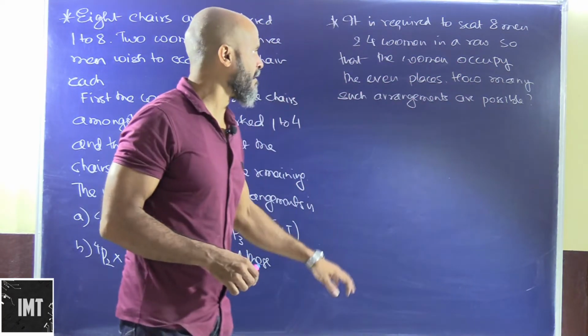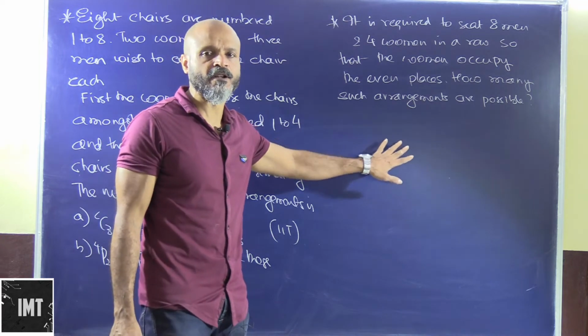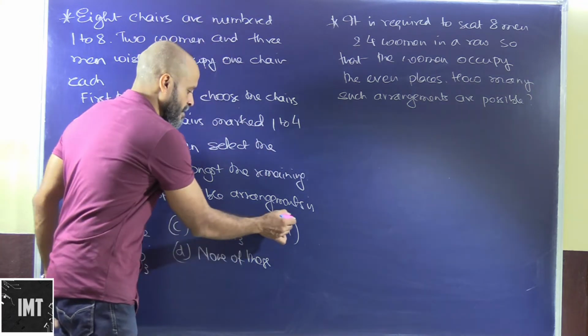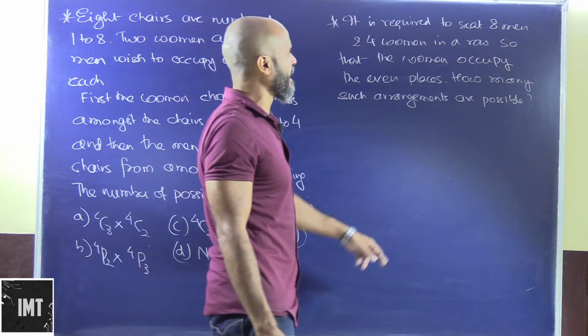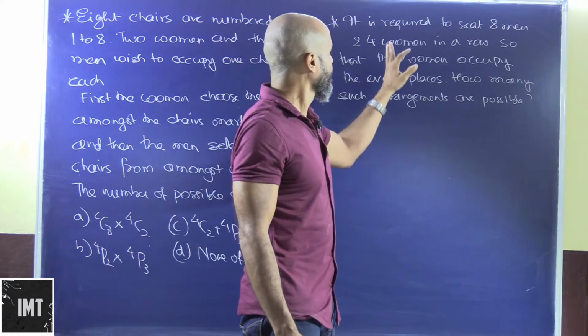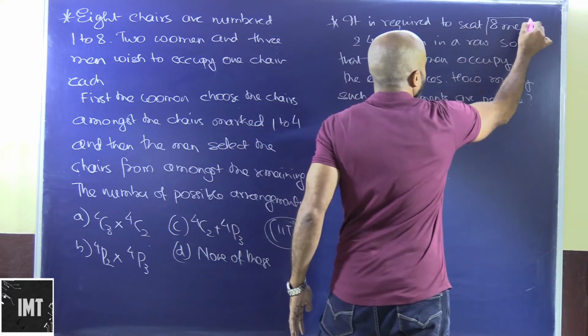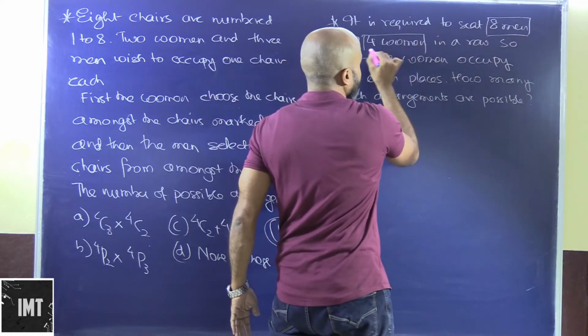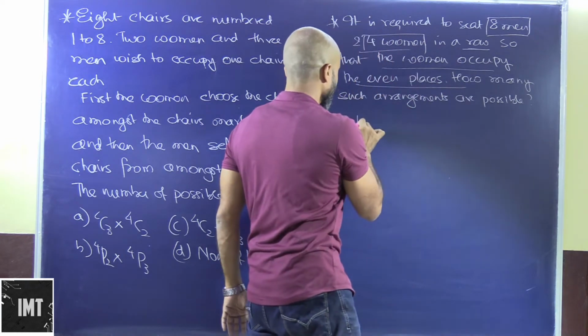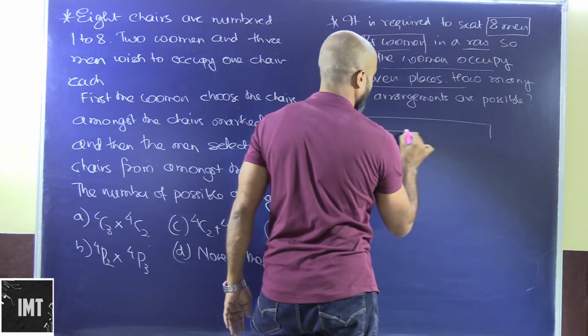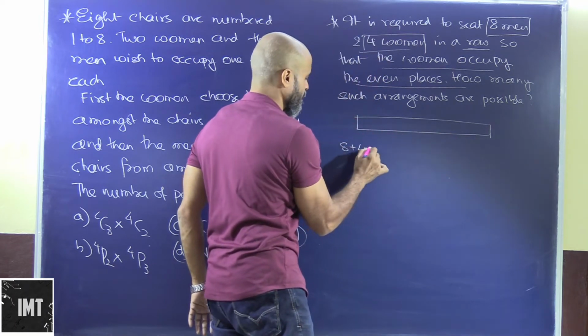Okay, so we will first do a problem which is a little simpler one, and then we will move on to this problem which is from IIT. Now it is required to seat 8 men and 4 women in a row so that the women occupy the even places. So how many places do we have? 8 plus 4, that is 12.